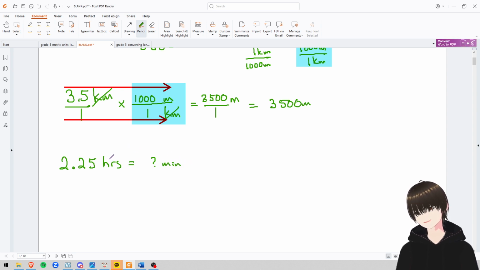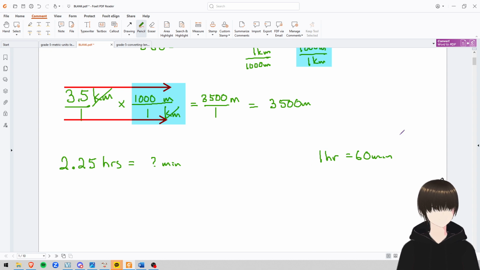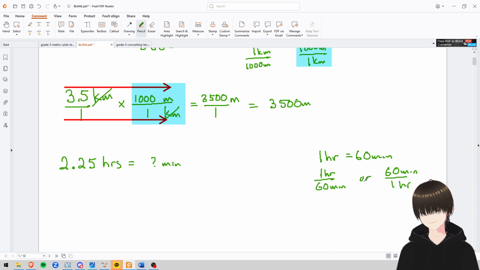Is there a direct unit conversion for hours to minutes? Yes, there is. We know that 1 hour equals 60 minutes, right? So this can be written as 1 hour over 60 minutes or 60 minutes over 1 hour because they both equal a value of 1.